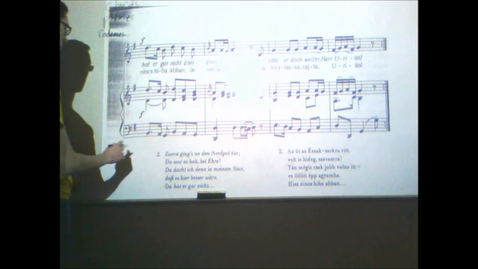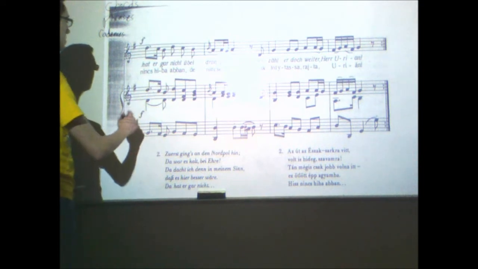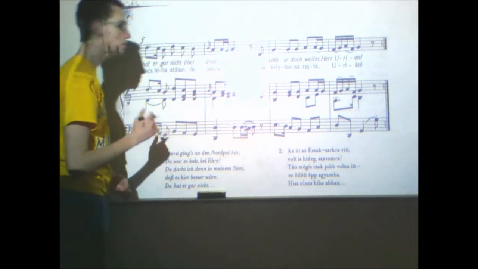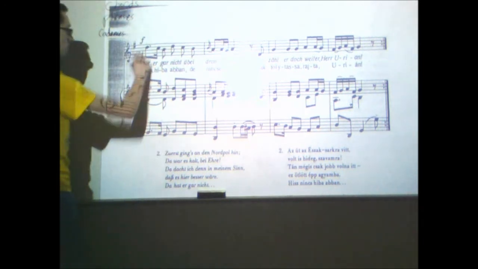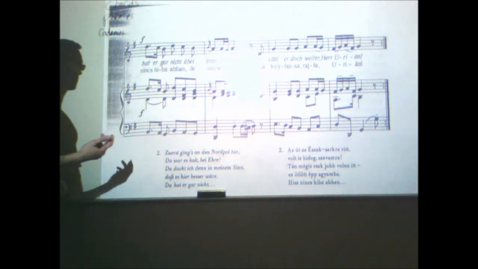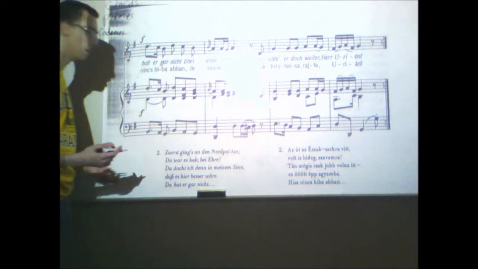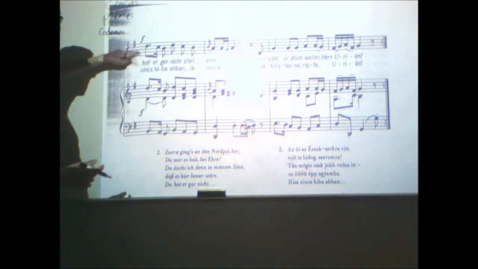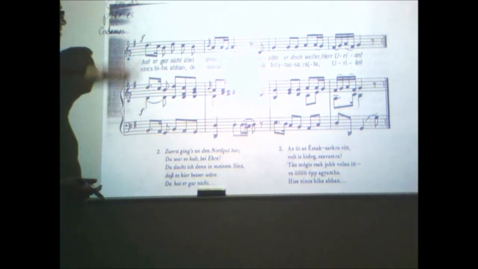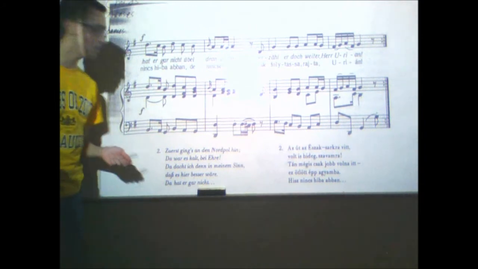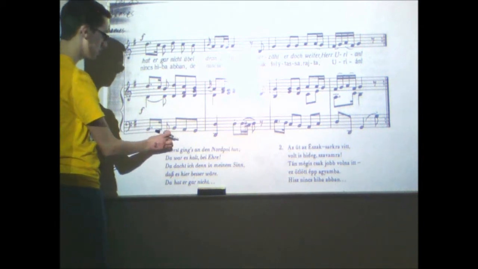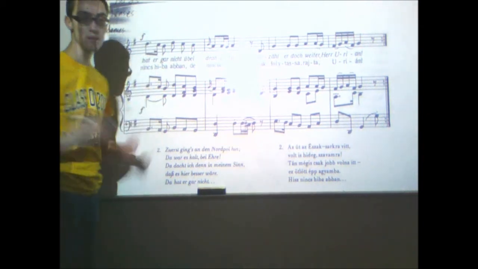So this would be so, and this is a B, so, mi, so. Now, in the beginning, because it's just D and B, so mi, so, it would be a third, but since you have this G down here, do, mi, so, it fills the triad.